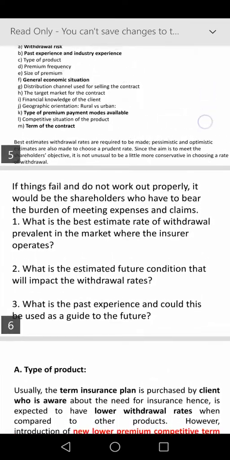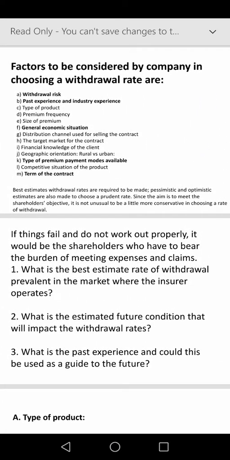Now you see, choosing a particular withdrawal rate is very important for an insurance company, because if the insurance company is not able to have a correct approximation of the withdrawal rate, there is a chance that the company may go into a financial disaster. So you need to be a little bit conservative. You cannot be extraordinarily conservative, but you need to be a little bit conservative. So you need to look a little bit more at the negative perspective, that you will be having more loss.